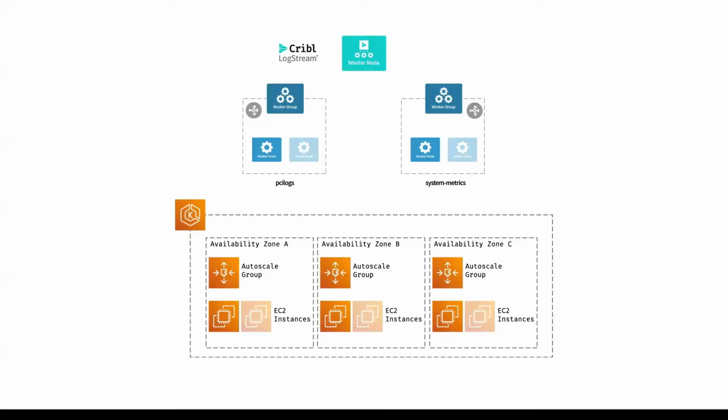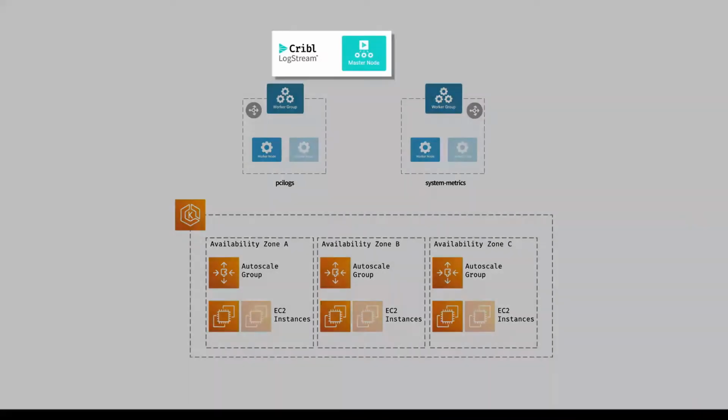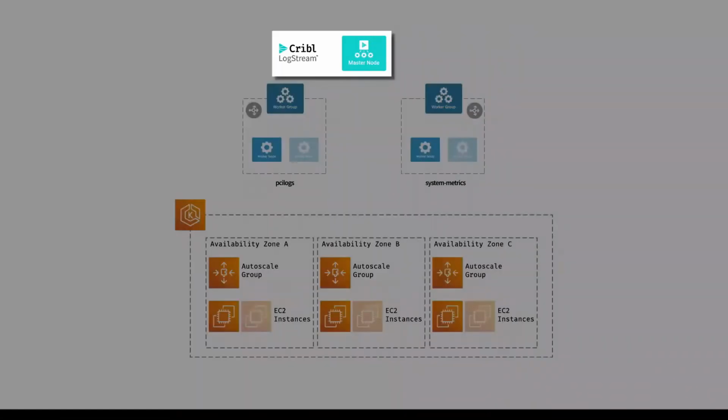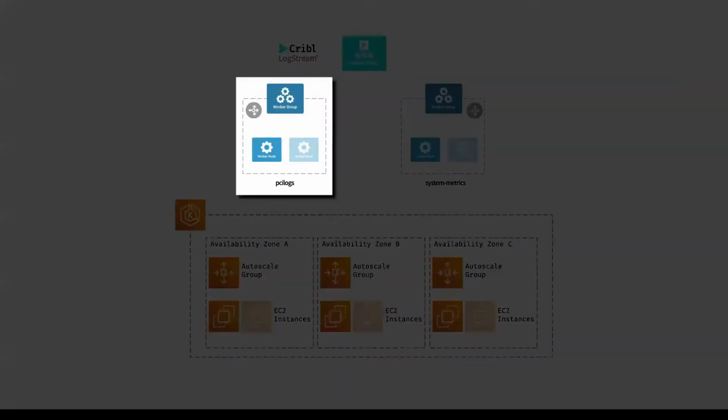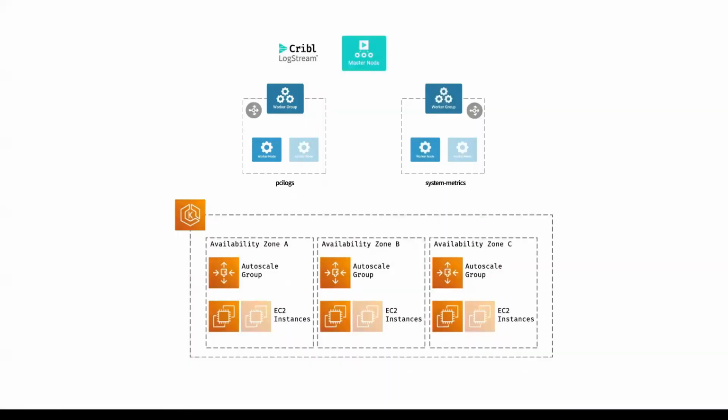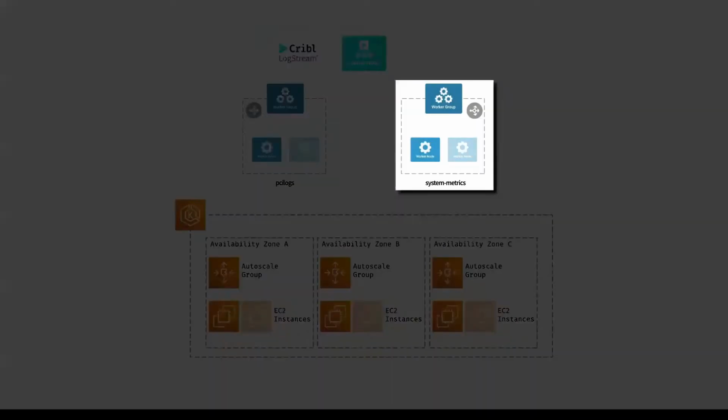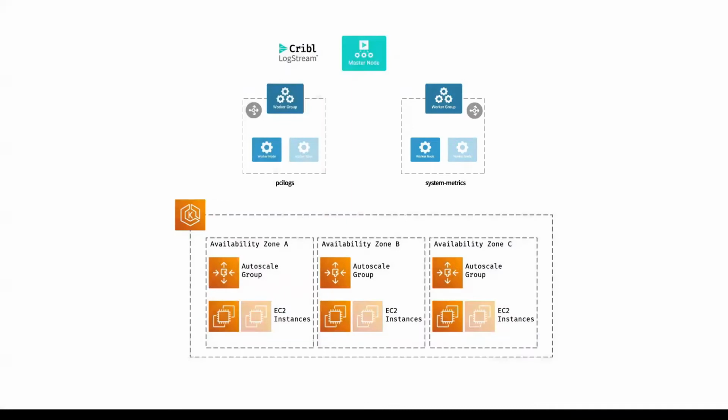But just to sum up what we deployed: a Cribl LogStream master node. We deployed a worker group named PCI logs. And we deployed a worker group named system metrics. They're all working together. Configs are getting pushed from the master to the worker groups. And it's ready to start taking data.